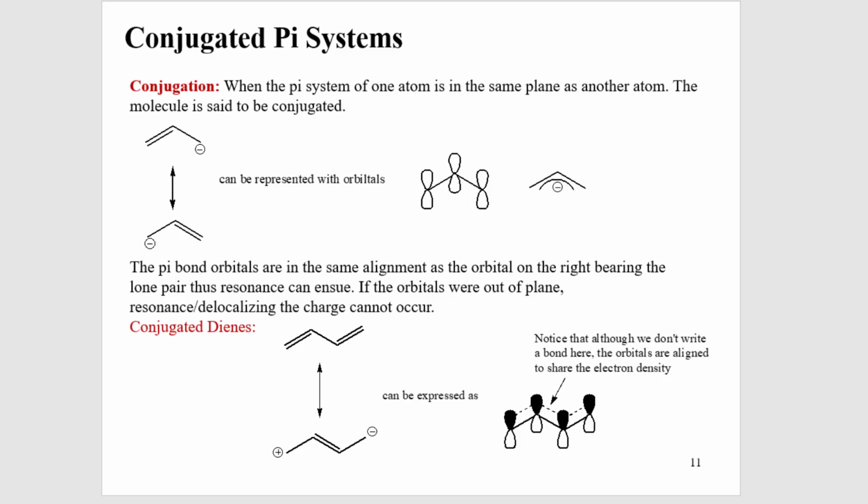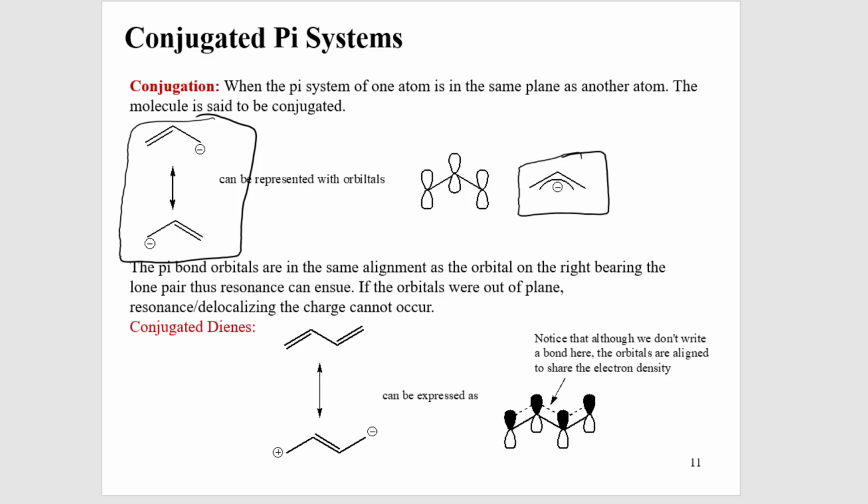A little bit more about pi systems. So remember that an alternative way to write both of the resonance contributors is to represent it in one diagram, whereby the pi electrons are represented as the arc, because they're somewhere between here and here, and there's an overall negative charge. So we can reduce this.